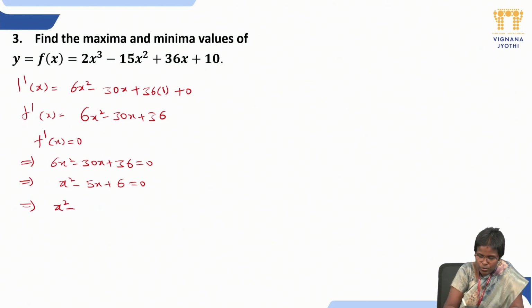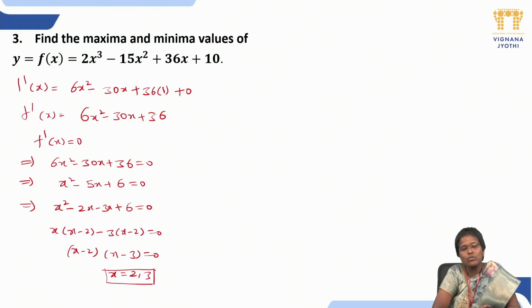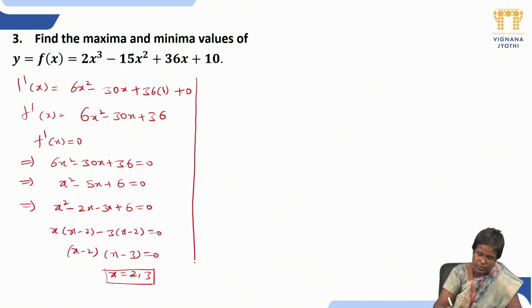If I simplify this one, x square minus 2x minus 3x plus 6, you are very familiar with splitting of the given equation. Here I want to find the roots. So x into x minus 2 minus 3 into x minus 2 equals 0. Right. So x minus 2, x minus 3. This is nothing but x equals 2, 3. We are going to call x equals 2, 3 the stationary points.